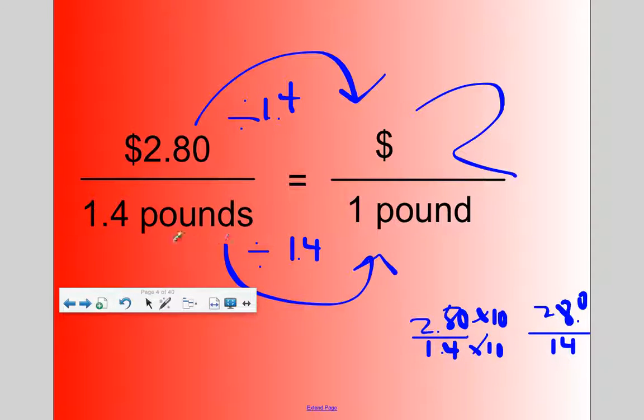So again, how did I do that? I have 1.4 pounds. I need to break it down to a pound. And so in other words, I need to divide. So 2.80 divided by 1.4. As you can see, I rewrote it as a fraction. Again, I do not like working with decimals when I divide. So I turned the 1.4 into a whole number by moving the decimal 1 over. So I moved this 1 over. So 28 divided by 14 is 2.